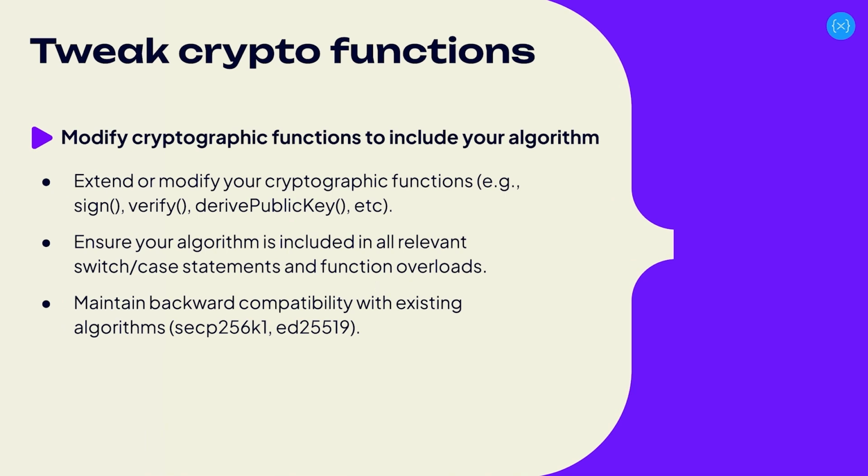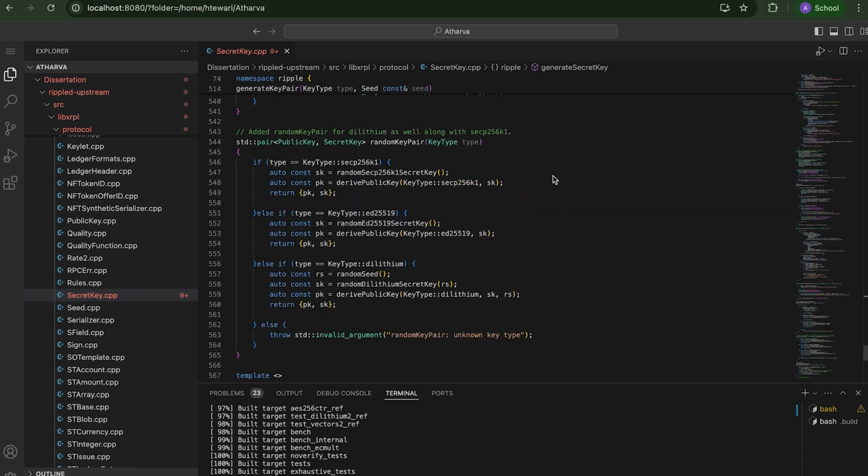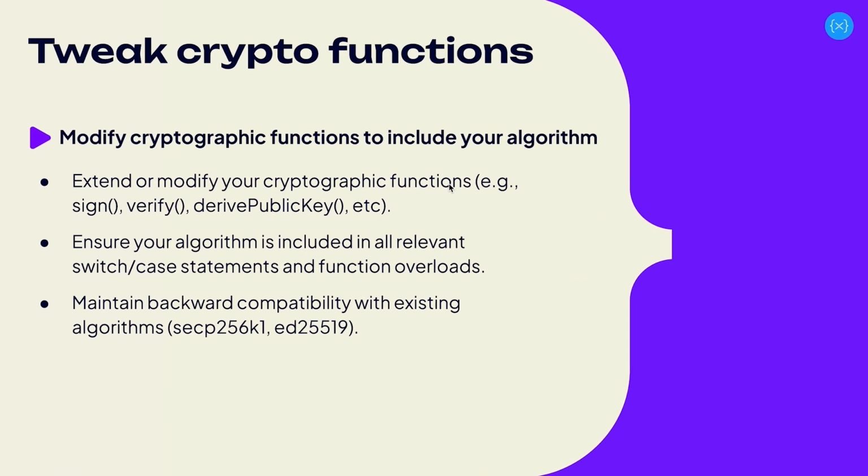Point 3, which is very crucial, is we should maintain backward compatibility with existing algorithms like SCCP and ET25519. Let's take a different function, for example, this time a random key pair. What this means is we cannot just strike off SCCP and ET25519. We need to keep them alongside Dilithium, so users can still use SCCP or ET25519 if they want to.